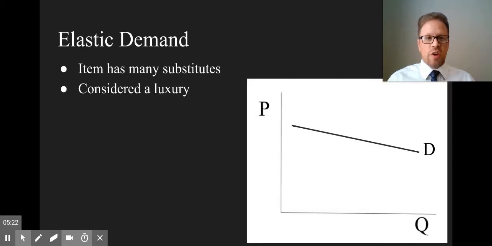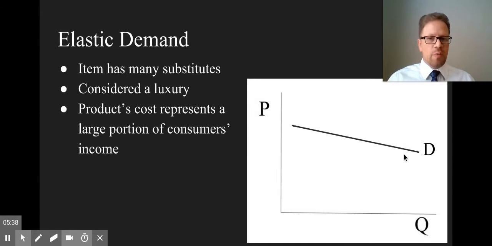Also, things that are considered a luxury. So things that you don't have to have, generally speaking, if the price of those things is too high, you just will not purchase those. If the price gets lower, hey, you might go buy them, but you're not going to just purchase those blindly. And also, a product's cost represents a large portion of consumers' income.